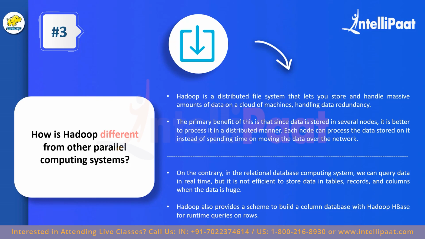And of course, Hadoop also provides a scheme where you can build your own column databases, and just for this, we have the Hadoop HBase. HBase is very similar to SQL, and here we actually go on to run queries on the rows, on the columns, wherever it's required. And basically this is Hadoop's approach to making sure your data storage and access protocols are done easier. And this is how Hadoop is different from the other parallel computing systems out there.